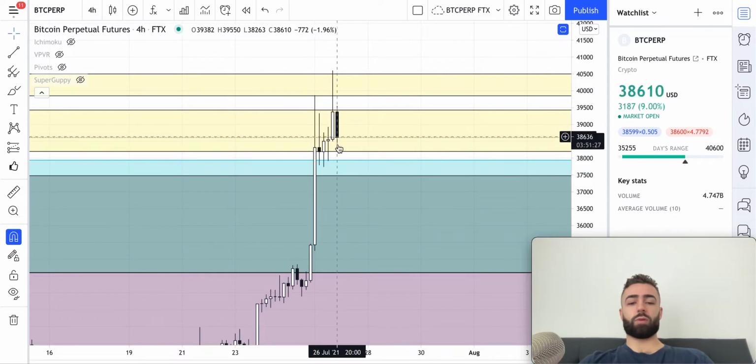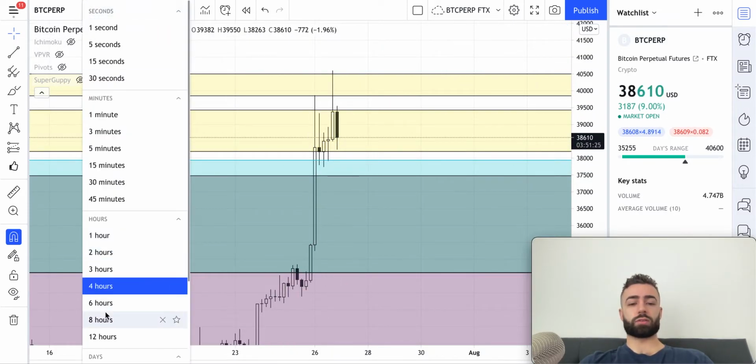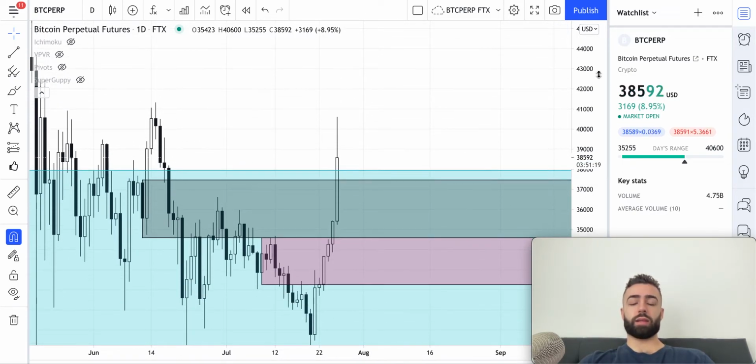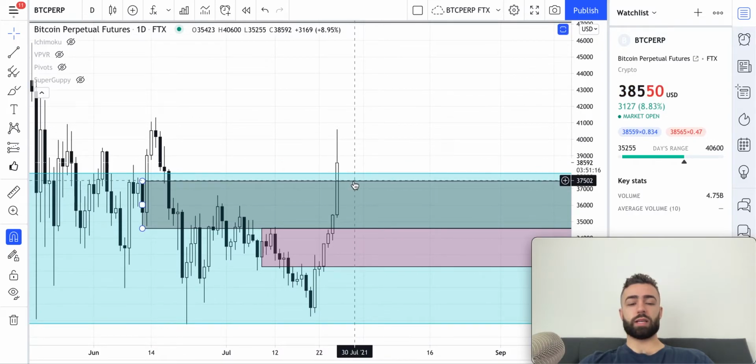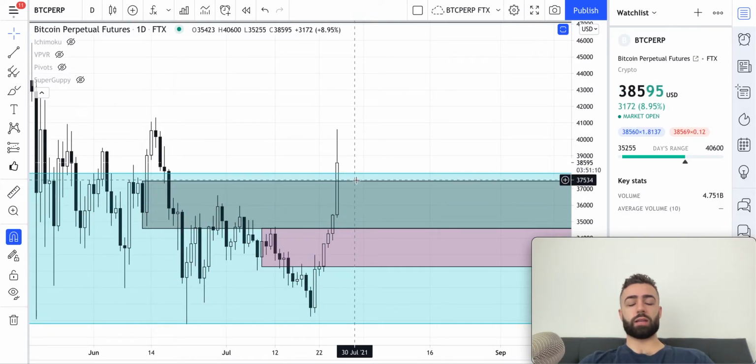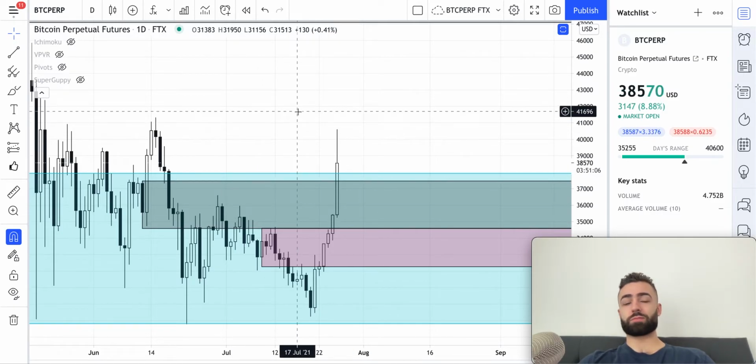So now it's a matter of where does the 8-hour candle close, and then also where does the daily candle close. Because of this gray zone, we're looking for that potential close above that zone. I think it easily could close above this today, and then tomorrow is really going to be a test for the bulls to see if they can close above that daily candle again. So that's currently what I'm seeing on Bitcoin's price action right now.